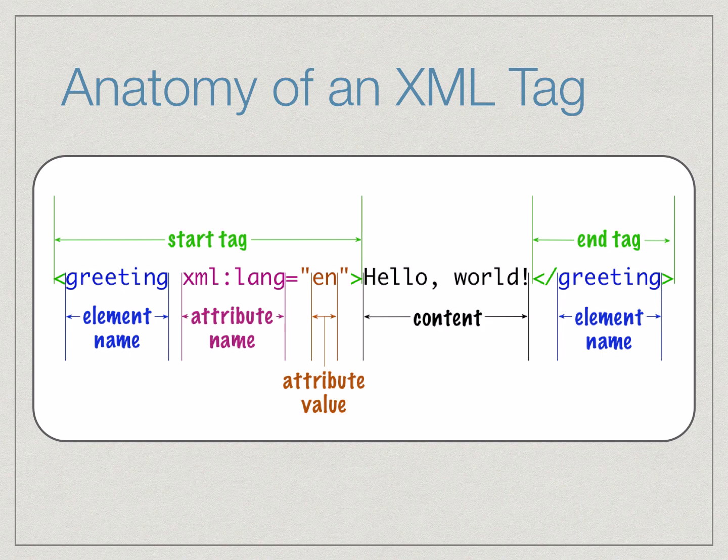This slide breaks down the parts of an XML tag. The start tag with the element name, an attribute joined to an attribute value by an equal sign, some text content for the element, hello world, followed by the close tag for the greeting element. XML elements may contain text, other XML elements, or a mixture of text and elements. In this case, we simply have text content, hello world, as the element content.